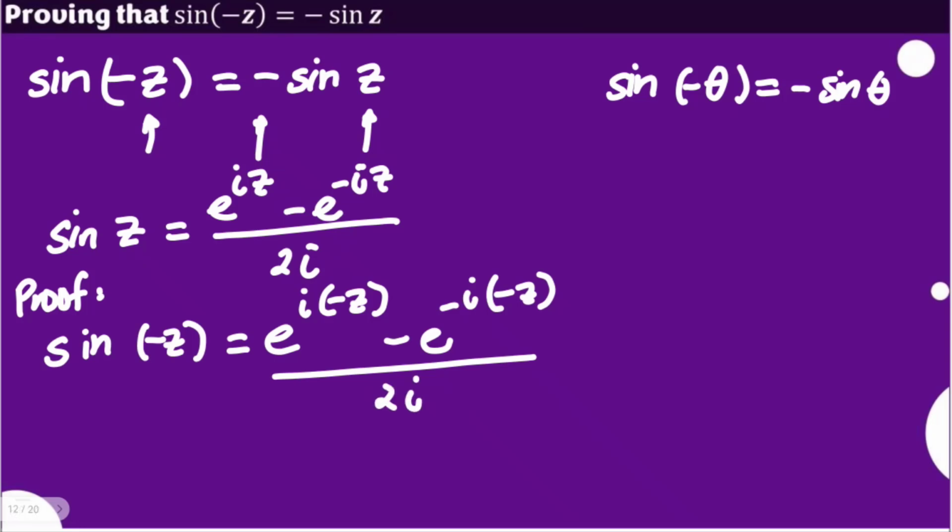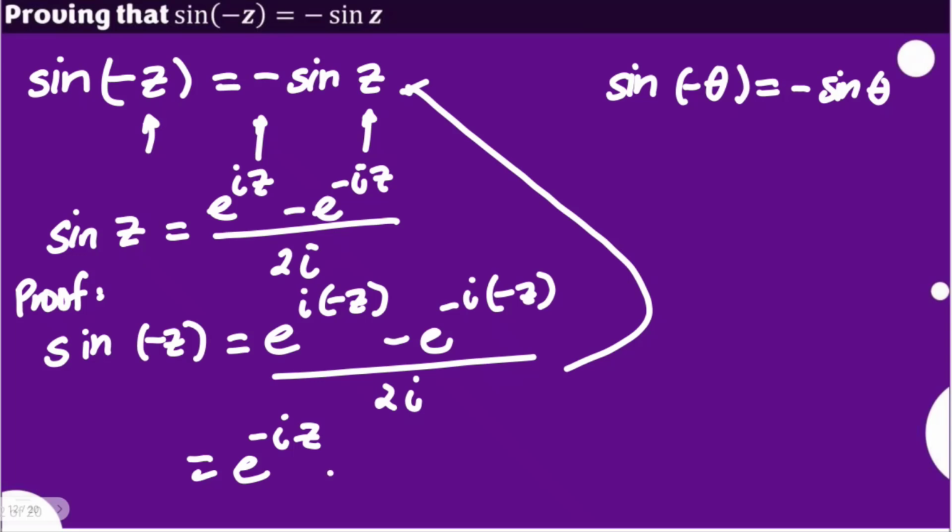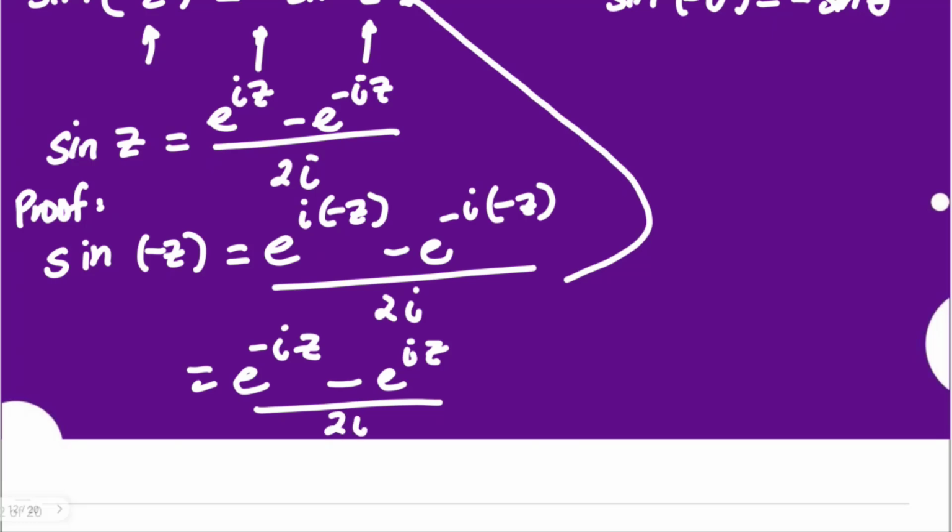Let's show that this is really the negative of sine z. So we will have e to the power of negative iz now, minus e to the power of positive iz, because you have negative times negative. This becomes positive iz, all over 2i.